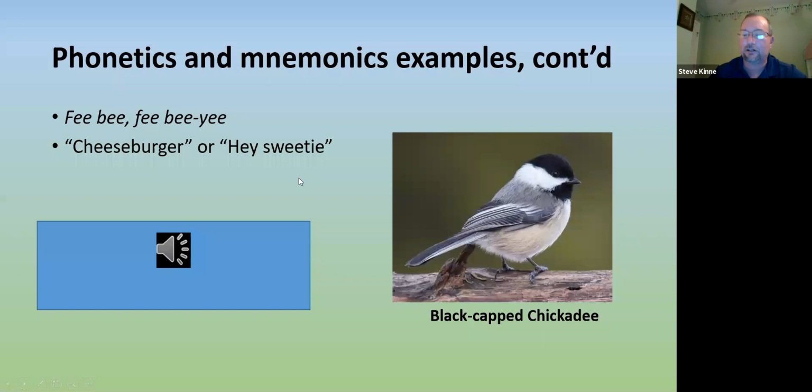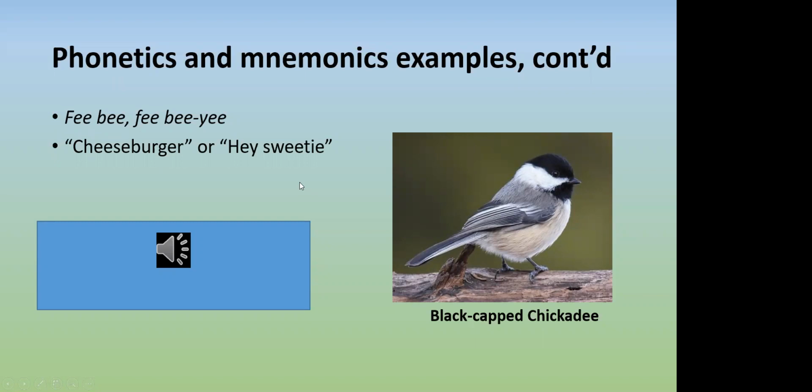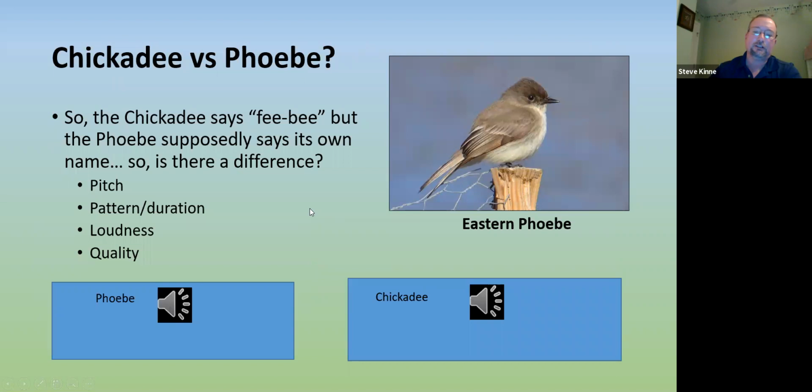Now, most of you go, wait a minute, I thought chickadee said chickadee-dee-dee, and the answer is they do. That's the call. But this actual song of the chickadee is this Phoebe, Phoebe. Okay? Now, there's another bird that also says Phoebe, and it says its name because it is actually the eastern Phoebe. But since it says its own name, is there a difference between the two? I've had a lot of people, when they hear the black-capped chickadee saying Phoebe, they think that that's a Phoebe because it's saying its name, but it's not.